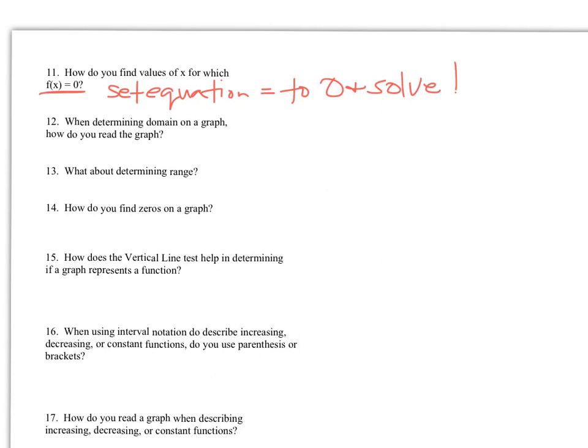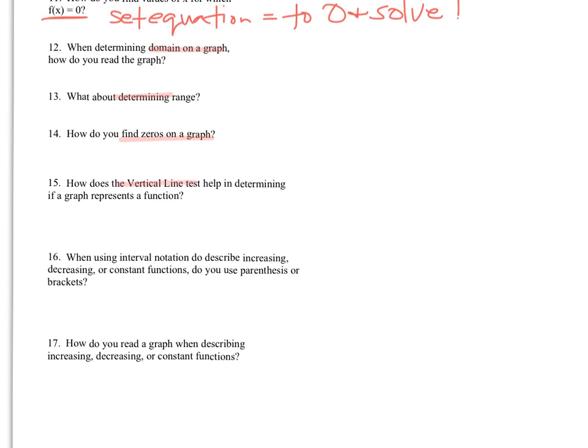How can you determine the domain and range on a graph? How do you read the graph? So here's domain, range, finding zeros. How does vertical line test help you determine whether or not a function or a graph is a function? And then the last couple of questions we had to review our notes, taking a look at determining increasing, decreasing, and constant functions. How do you read the graph? That's simply from left to right. Determining is the graph increasing, decreasing, or going straight across at that time.